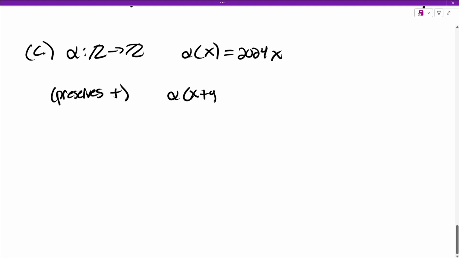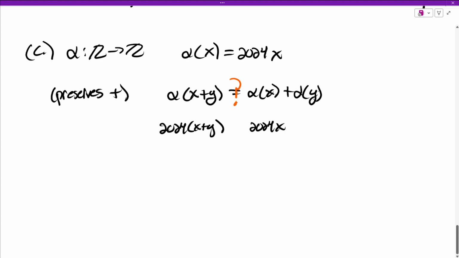So we need to check that if we plug in x plus y into it, that's the same as plugging in x, plugging in y, and then adding them together. All right, so alpha is the multiply by 2024 function. So we multiply x plus y by 2024, and then what do we do to x? We multiply it by 2024. What do we do to y? We multiply it by 2024. So is it true that these are equal? Well, yeah, of course. It's the distributive property. The distributive property holds in Z. So does it preserve addition? Yes. Now let's check if it preserves multiplication.